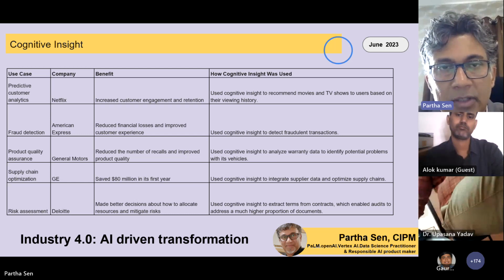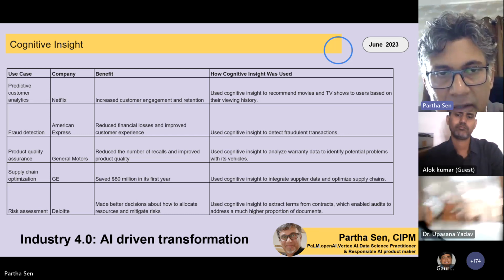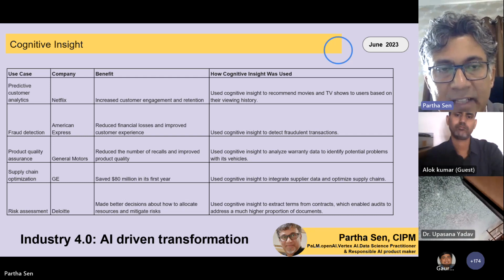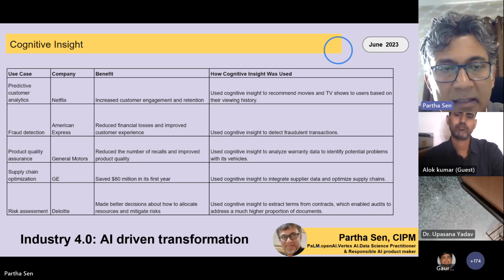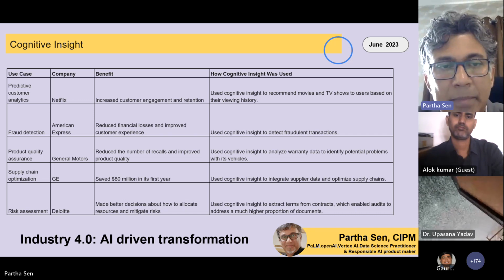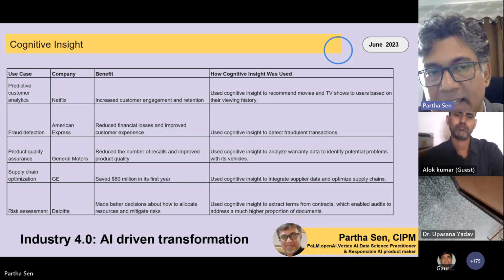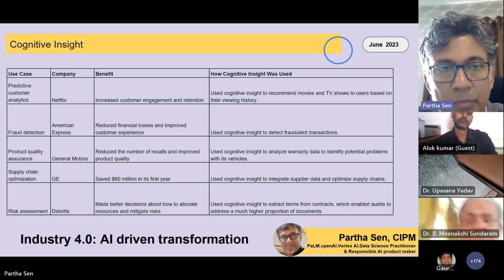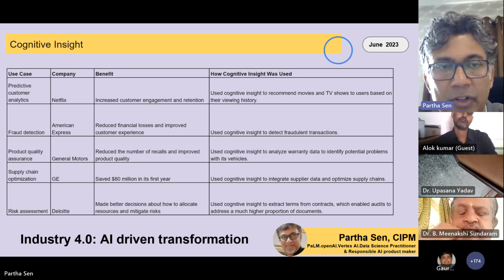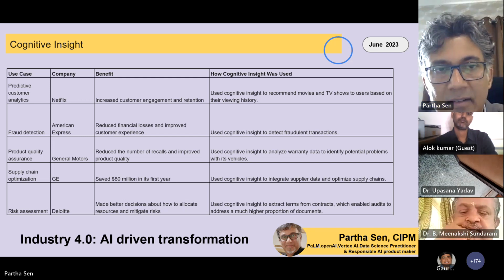Now I'm coming into our particular use case, Fresh Fleet. We already know that the company is trying to bring the supply chain optimization and predictive customer analytics. These two things will be very much applicable to Fresh Fleet, our use case. So these two implementations will be very much related to cognitive insight.